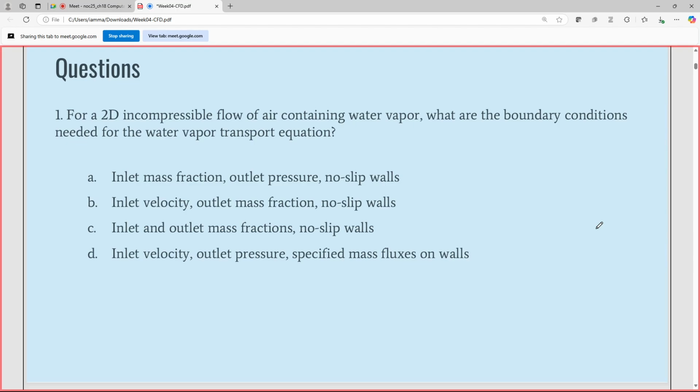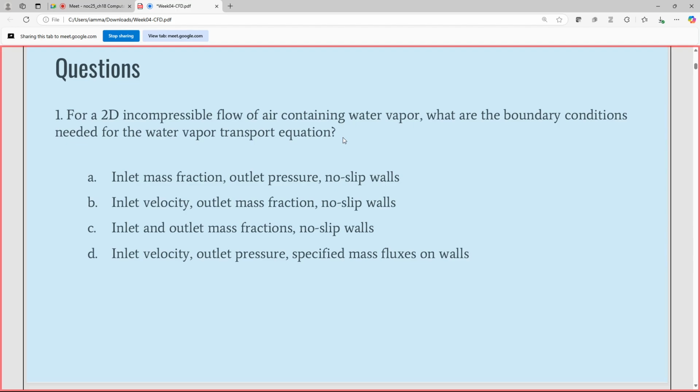So the first question is: for a 2D incompressible flow of air containing water vapor, what are the boundary conditions needed for the water vapor transport equation? You can inbox your answers. This is supposed to be an interactive session. Please inbox the answers.